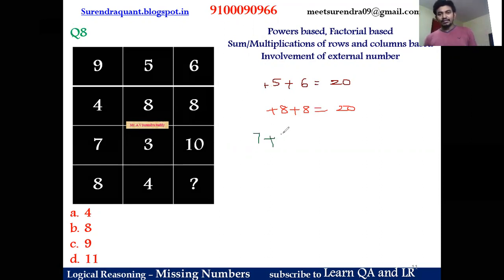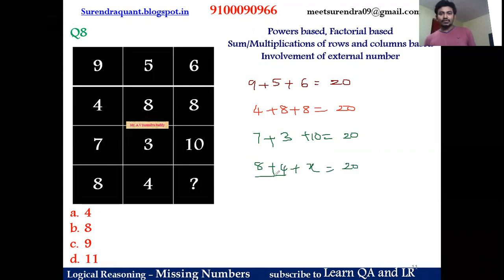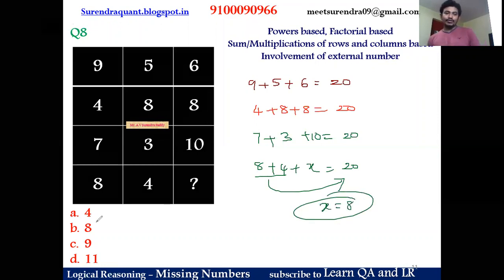So now 7 plus 3 plus 10. This is 20. 8 plus 4 plus what number is 20? So this is 12. If 12 comes to the other side, 20 minus 12, so the missing term is 8. So it should be 8, and that is option B.